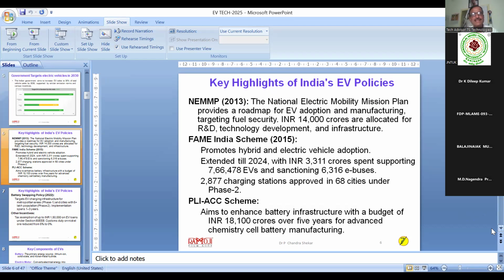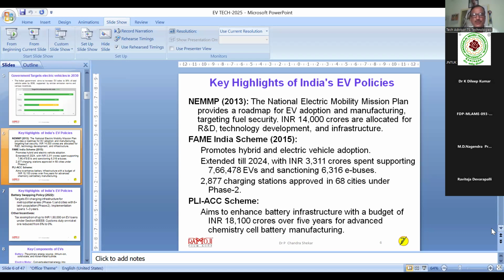Now, government policies have changed. Key highlights of the Indian EV policies: NEMMP 2013, National Electric Mobility Mission Plan, provides a roadmap for electrical vehicle adoption and manufacturing, targeting fuel security. Indian rupees 14,000 crores are allocated for R&D, technology development and infrastructure. Just imagine, 14,000 crores the Indian government is giving for R&D development. So for college faculty, you can always apply to these government agencies for R&D development.